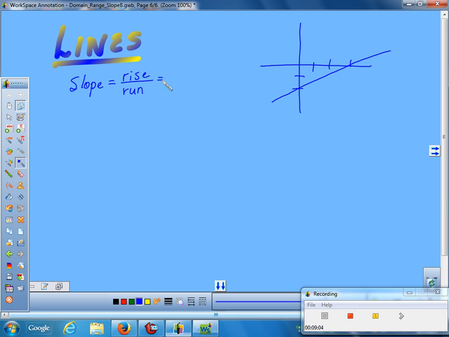Negative 2 over 3. No, it's 2 over 3. Positive, you go up. Negative, you go down. If you start from the left-hand point, you would be rising 2 and running 3: 2 over 3. But what if you had started on the other side? Then your rise would have been down 2, and you would have run left 3. They both would have been negative, which is still positive 2/3.